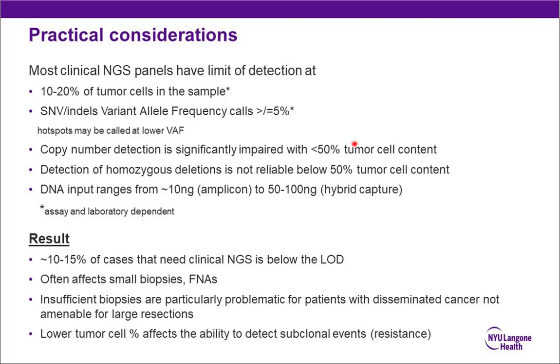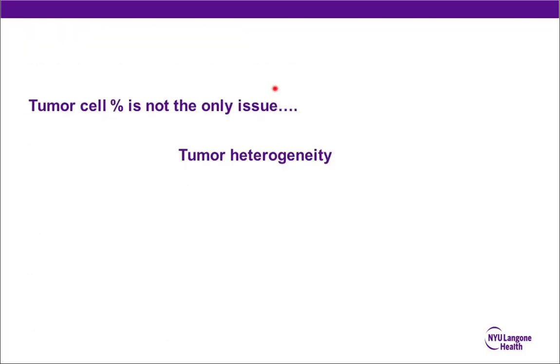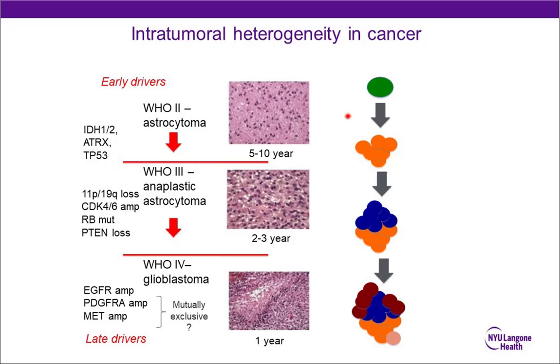So it is nice that at 10% tumor cell content, you can detect the major driver mutation that is present in every single tumor cell, but you will not be able to detect the minor subclones or resistance mutations. In addition, tumor cell percentage is not the only issue that you're facing. In our active clinical and translational research, we are dealing a lot with tumor heterogeneity. And as you're all aware, tumors are not homogeneous.